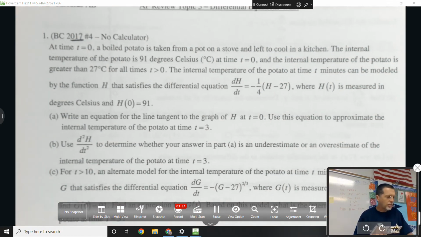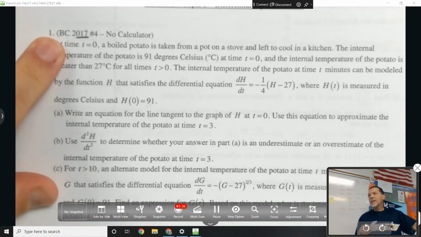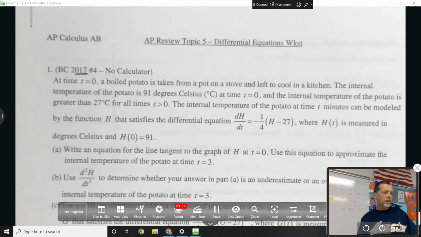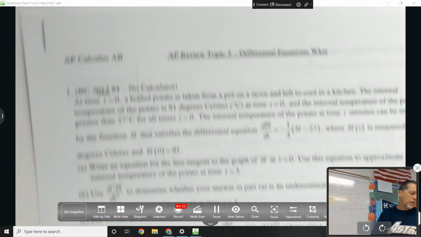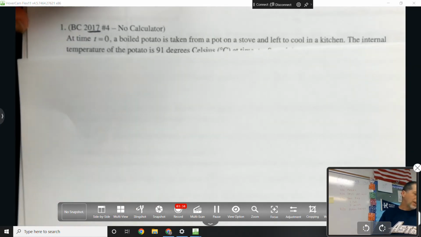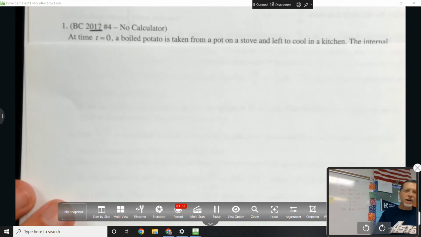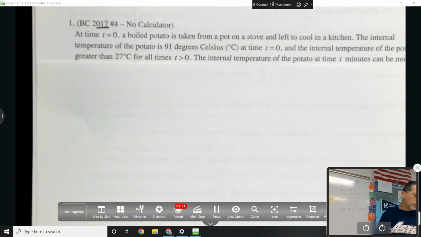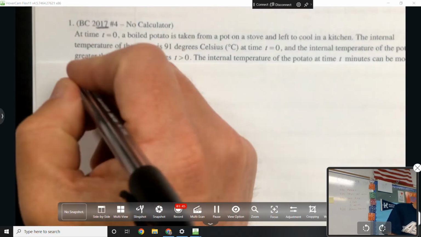And what else was I saying? Again, the BC stuff, I only picked the problems that would appear on both because there is overlap on those. All right, so the potato problem. A boiled potato is taken from a pot on a stove and left to cool in a kitchen. The internal temperature of the potato is 91 degrees Celsius at time equals 0.